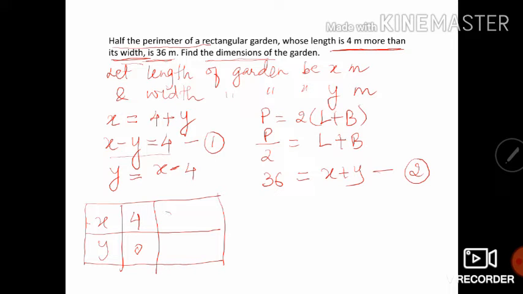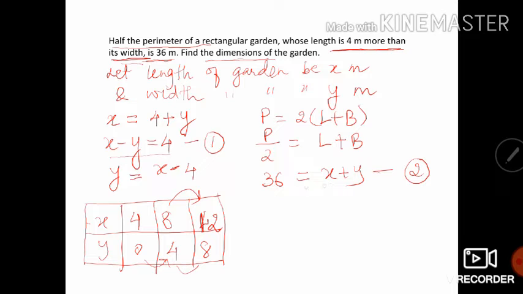Let's take multiples of 4. So let the next value of x be 8. Value of y will be 4. So x increases by 4. So adding 4, we get the next number as 12. y also increases by 4. So the next number here will be 8.